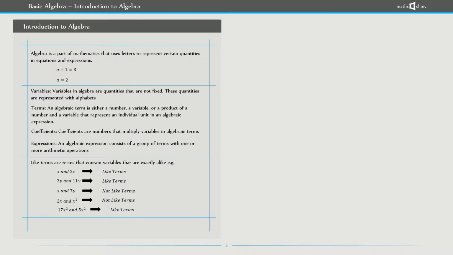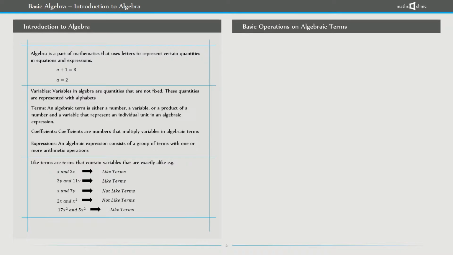Okay, so let's move on to something else, and let's talk about the basic operations we can perform on algebraic terms. So pretty much addition, subtraction, multiplication, and division of algebraic terms. Now, addition, x plus x. When you think of adding algebraic terms, just think of the x's as ones. So you have 1 plus 1 is 2, x plus x is 2x.